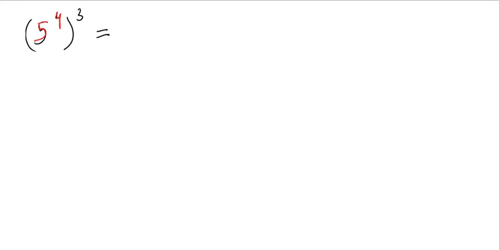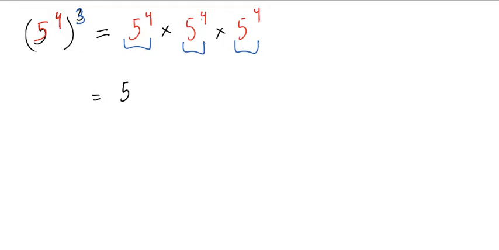So let's rewrite that. We have 5 to the power of 4 times 5 to the power of 4 times 5 to the power of 4. We have that 5 to the power of 4 three times: 1, 2, 3. And we know 5 to the power of 4 times 5 to the power of 4 times 5 to the power of 4 is equal to 5 to the power of 4 plus 4, that's 8, plus 4, 12. 5 to the power of 12.